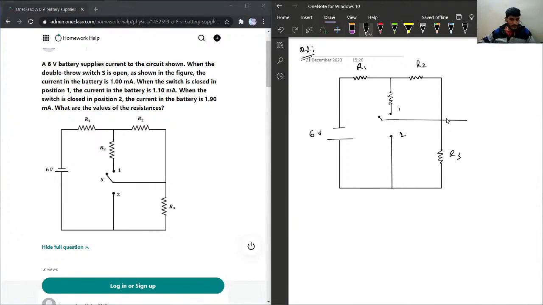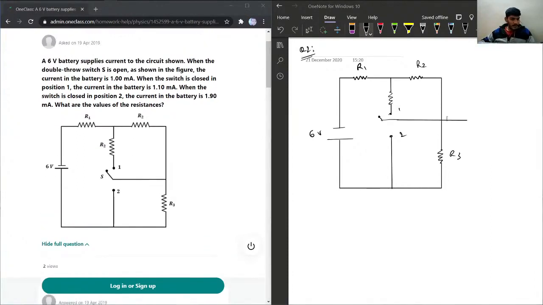So what I will do here, so a 6 volt battery supplies current to the circuit shown when the double throw switch S is open. As shown in the figure, the current in the battery is 1 milliamp. So for case 1, the switch is open. The current will pass through this resistor, it will not pass through this branch, and it will go from here and from here. So for first case, it will be like this, then from here, this will be R1, R2 and R3.